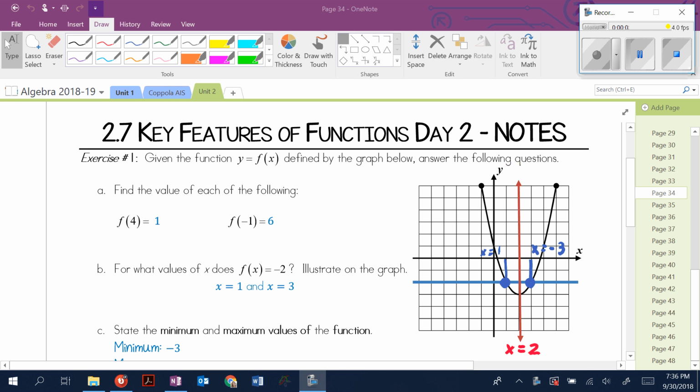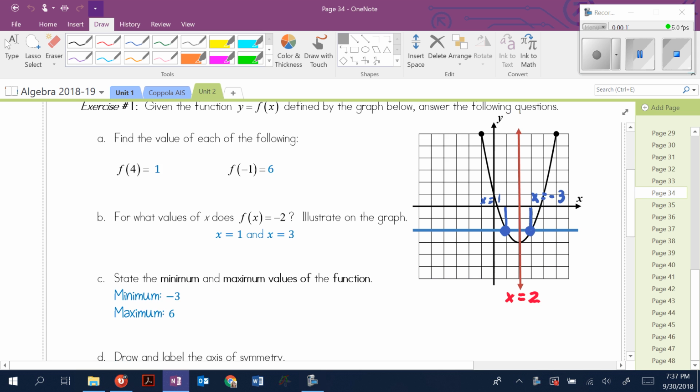You are watching the 2.7 video on key features of functions, and this is the second day of these notes. So a lot of it is going to be repetitive. It's just a pretty big topic, so we like to spend 2 days on it. But let's take a look at some of these examples.